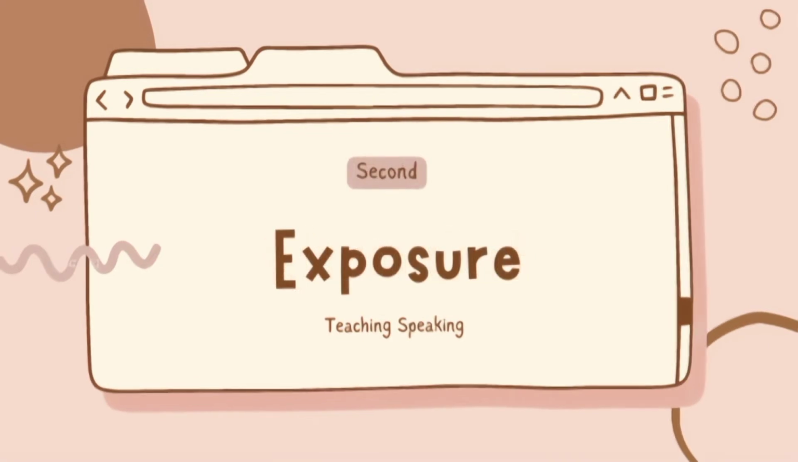The second one is exposure. That means we as a teacher should explain the material to our students, and then we can ask them to create a simple sentence that relates to the properties that we share in the class.